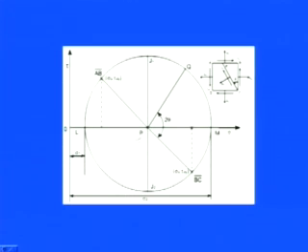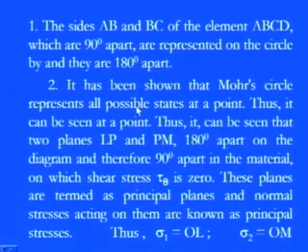Once you have the P, then rotate these by 2 theta, which will give you the principal plane. So you see now the principal plane is like that; earlier it was the straight one, now the principal plane is like that. So all the sides AB and BC of the element ABC, which are 90 degrees apart from each other, always represent the circle, and since they are 90 degrees apart, they are a total of 180 degrees apart on the circle.